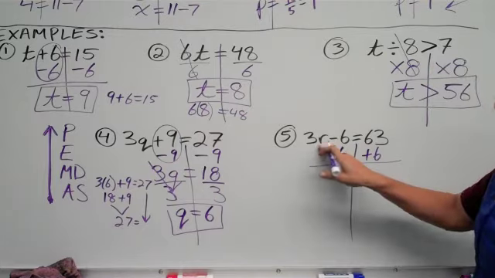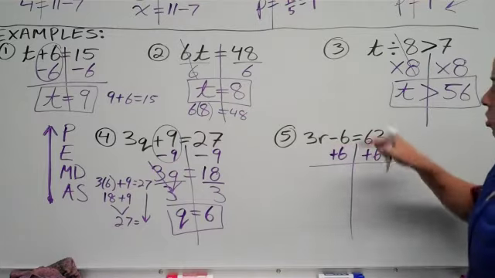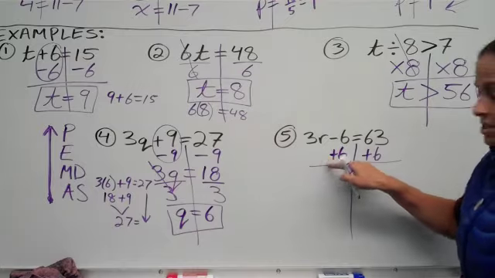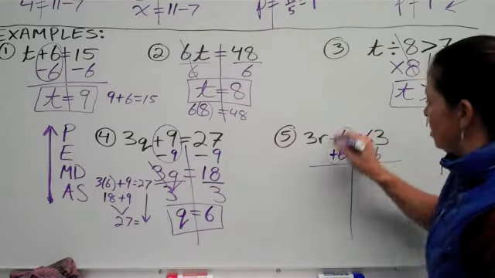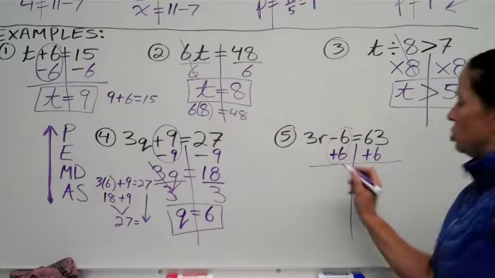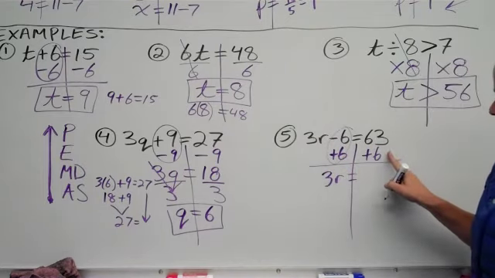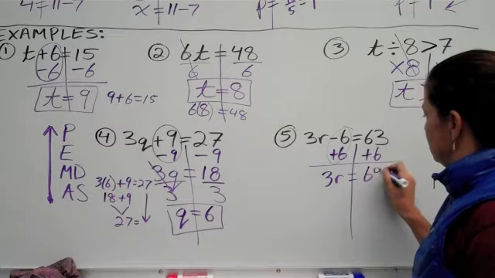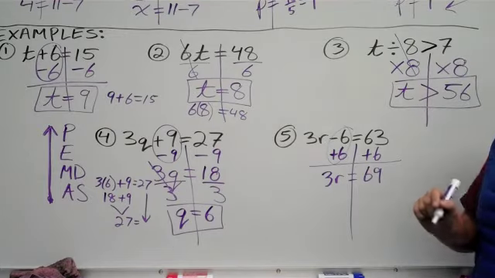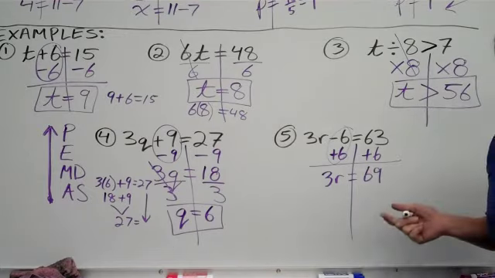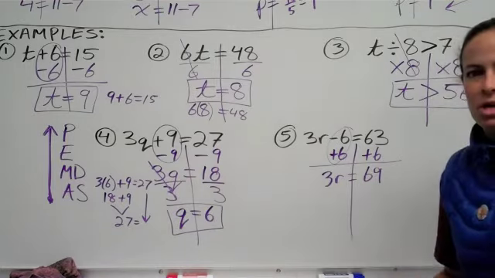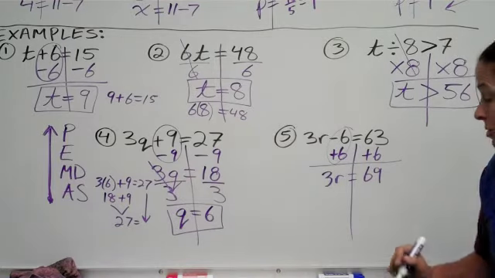I have 3r minus 6 and plus 6, or you can think of it as a negative 6 and a positive 6, which makes 0 when added together. So I have 3r left, and 63 plus 6 is 69. And I want to continue to get my r by itself. I have two options. In this one, I divided by 3. Let's try multiplying by the reciprocal this time.